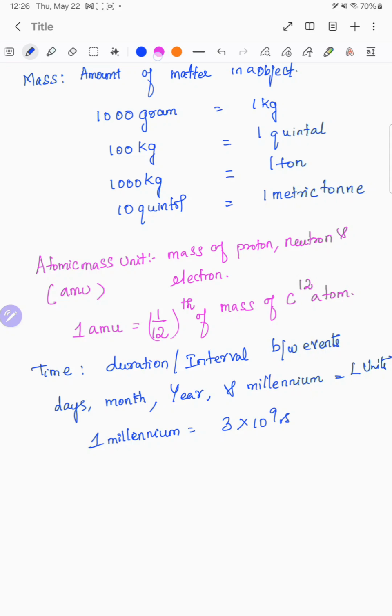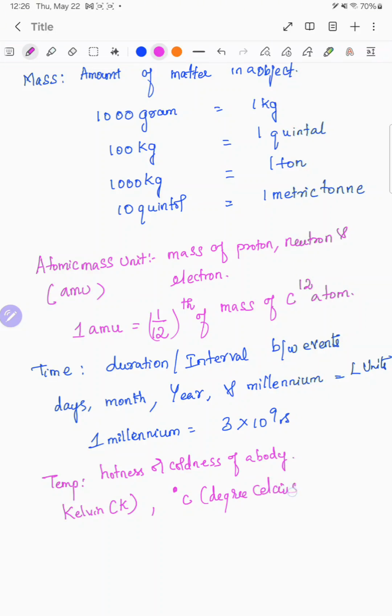Last one is temperature. Temperature is used to measure the hotness or coldness of an object, of a body, whatever it is. So it is measured in Kelvin. It is defined by the letter K, or degree Celsius, or degree Fahrenheit. Okay, these are the things we will use.